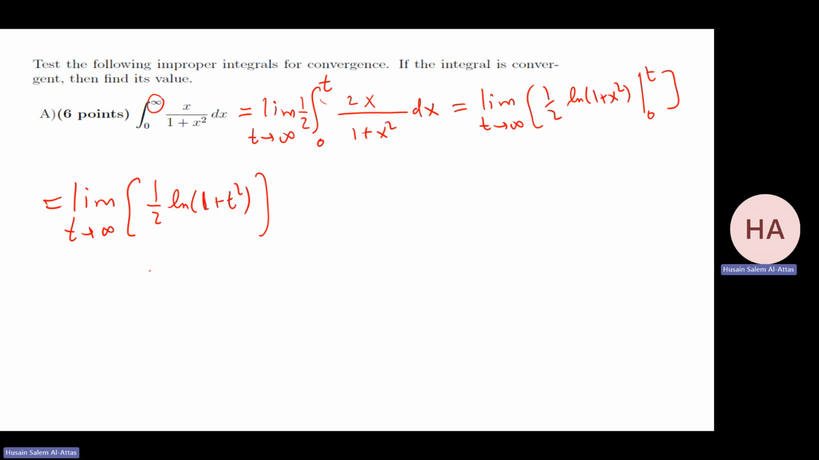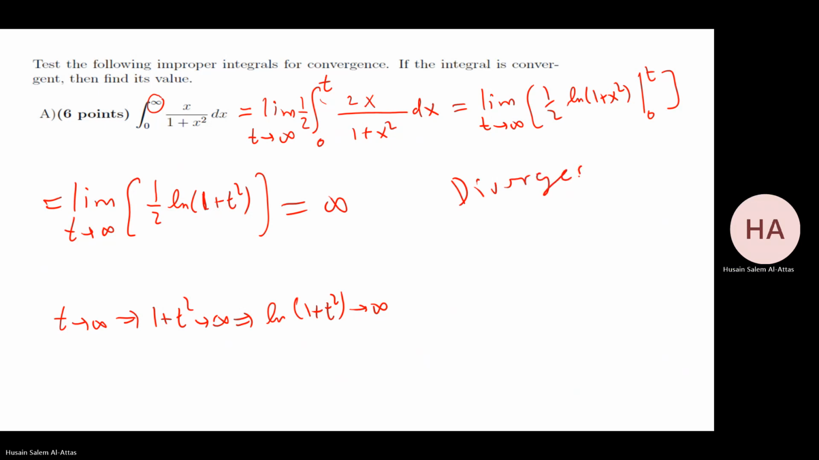What will be the limit if t goes to infinity? Then 1 plus t squared goes to infinity. Then ln of this also goes to infinity. So that will be infinity, diverges. Diverges. Okay.